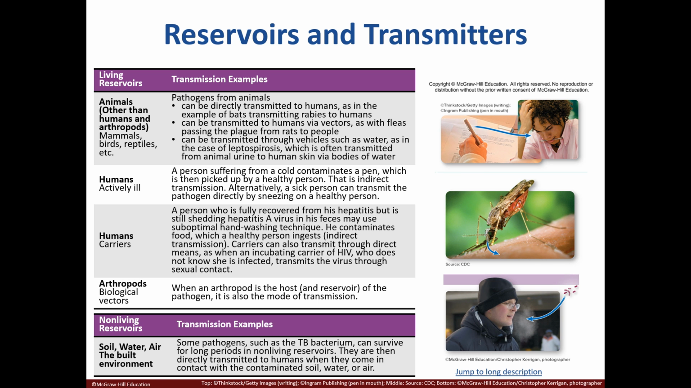Let's look at two different human scenarios. An actively ill individual who has the cold or the flu contaminates their pen and then shares it with a classmate. That's an example of transmission through an object. An individual who is a carrier and is not exhibiting symptoms can shed the virus like hepatitis A in his feces and may contaminate food by not washing his hands properly.